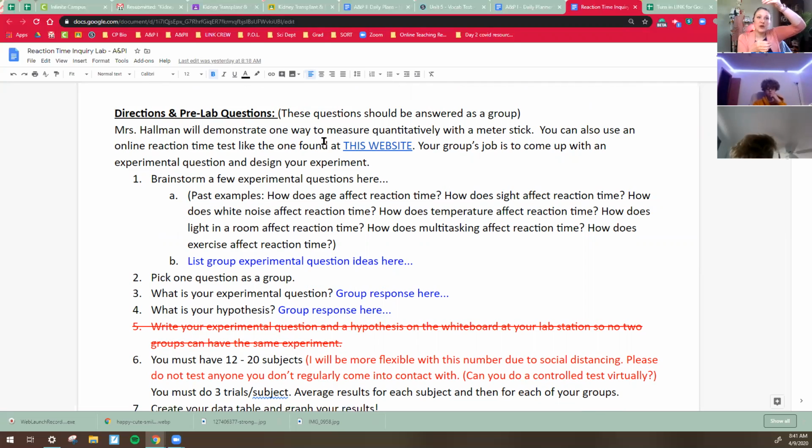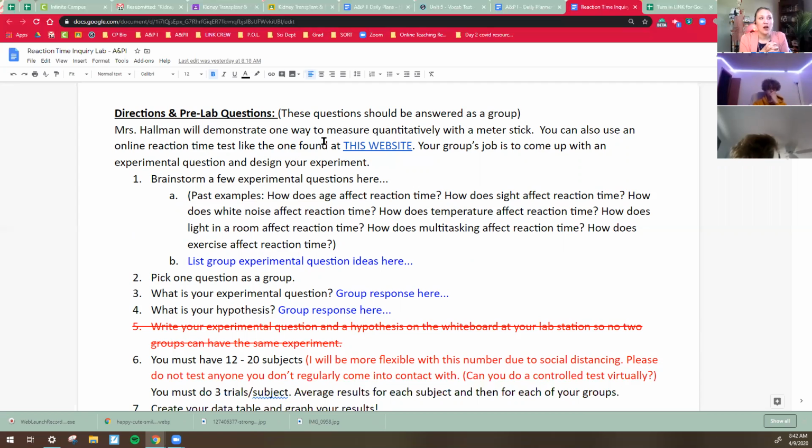And what you would do is, whenever you say the stimulus, whether that stimulus is auditory or a light signal, at that exact same moment you would drop the meter stick. The person whose reaction time you're testing would try to catch the meter stick as quickly as possible after that stimulus. Therefore, the longer the distance traveled by the meter stick, the slower the reaction time.